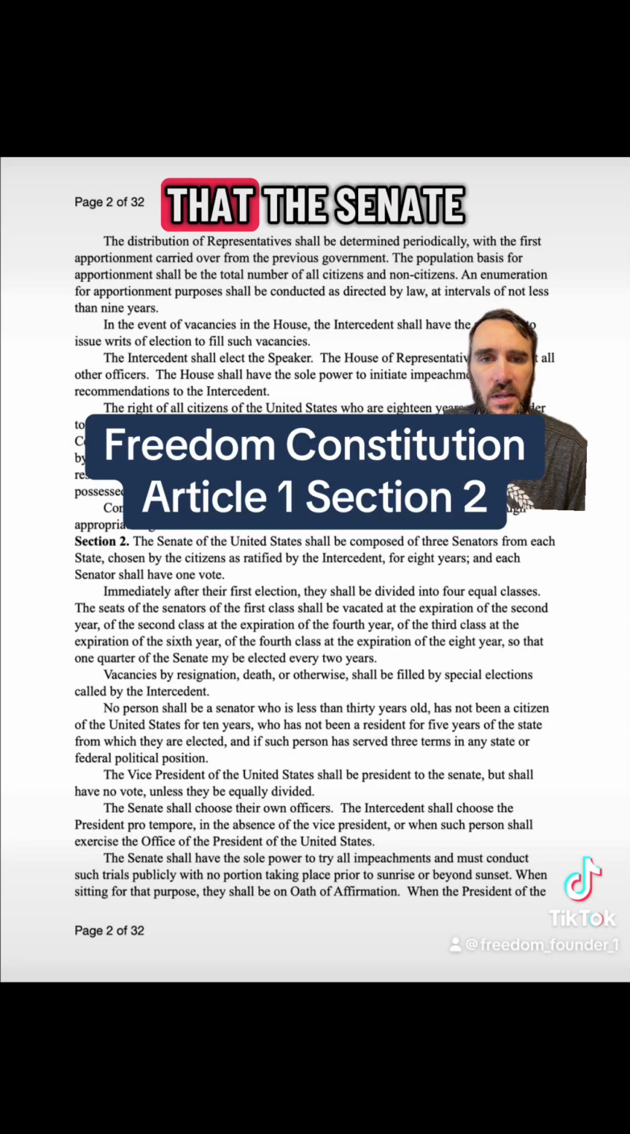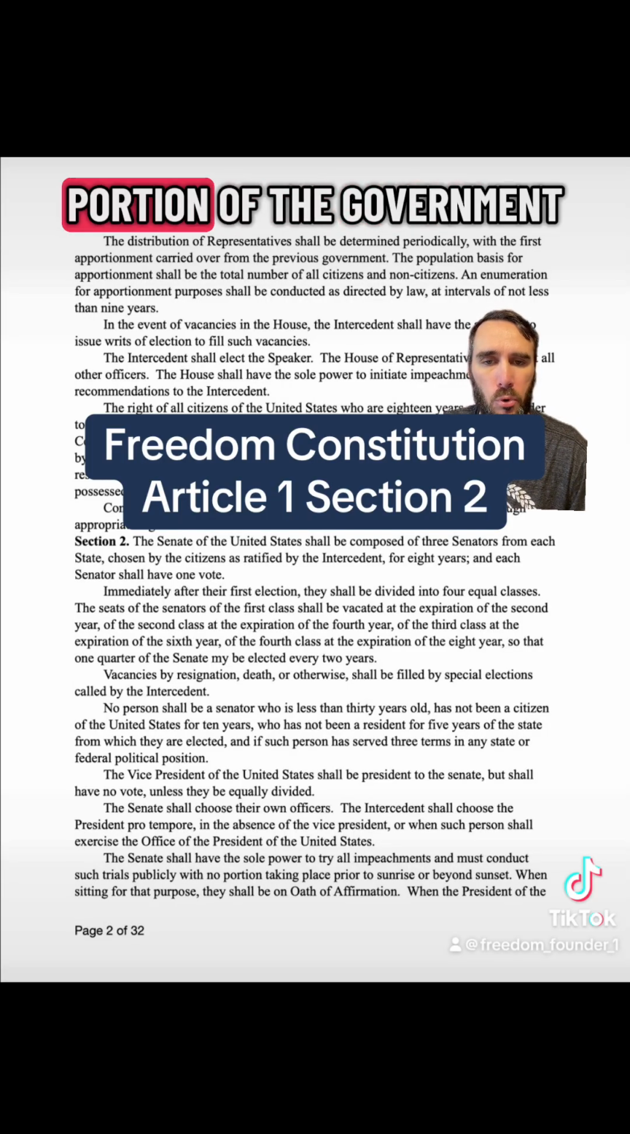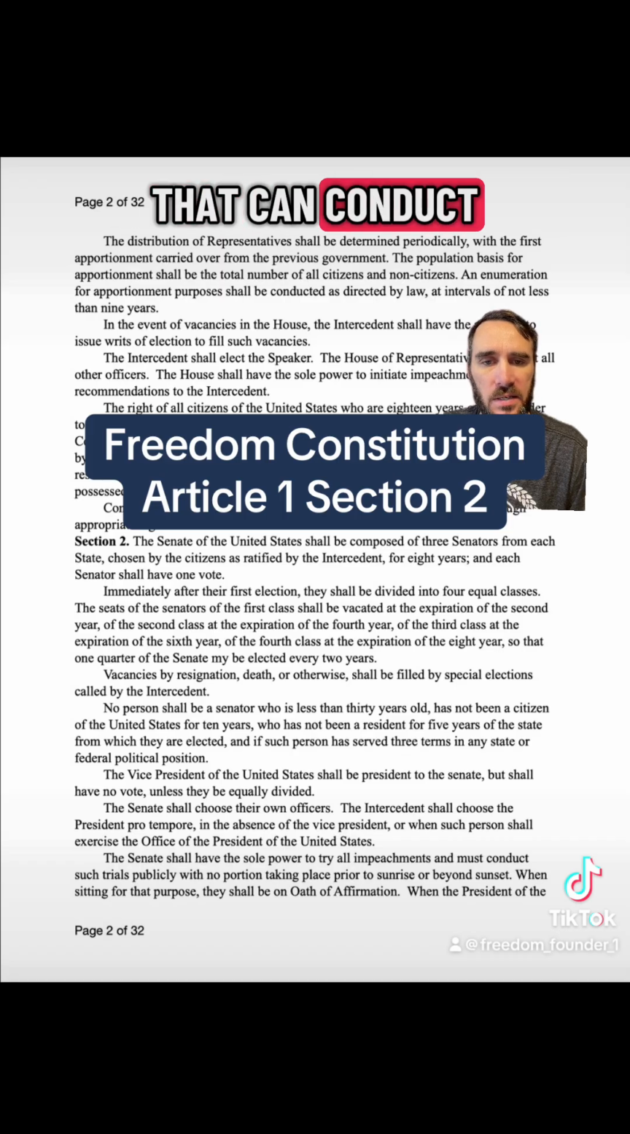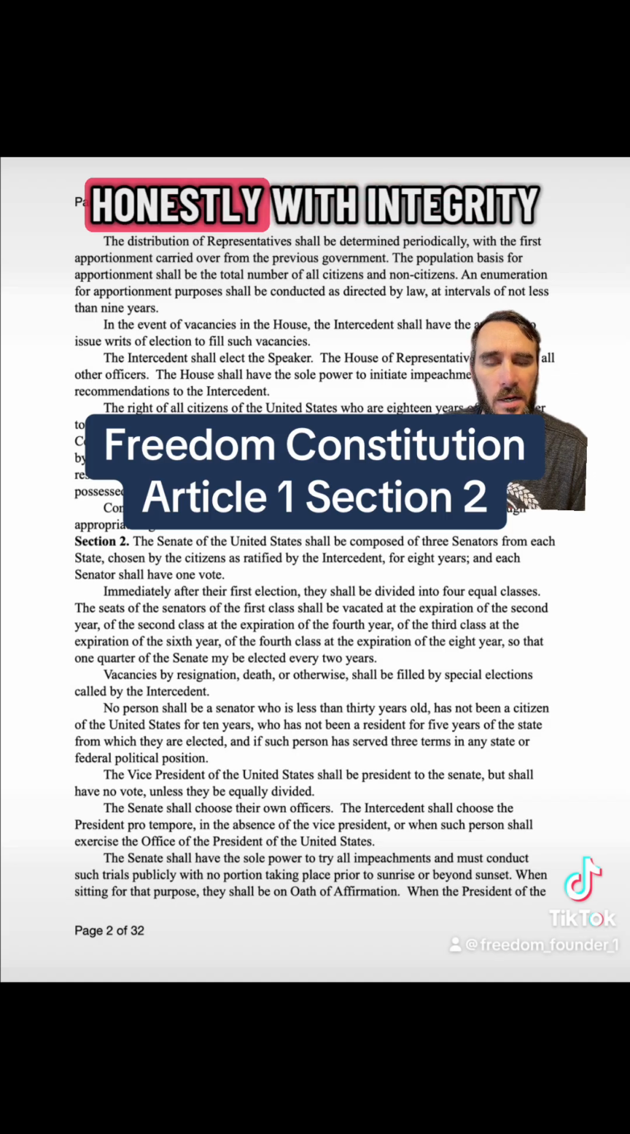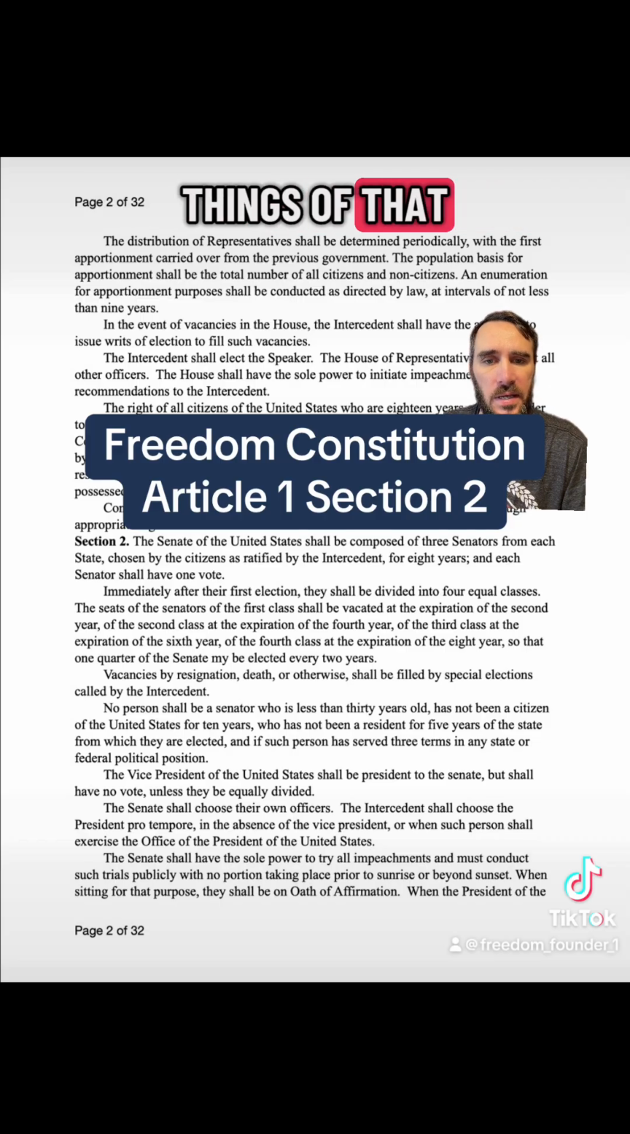So this says that the Senate is the only portion of the government that can conduct impeachment trials, and all impeachment trials have to be completely public. They have to be available to the public, and they have to take place between sunrise and sunset so that the public can actually see them and take part in what's going on. The trial has to be conducted under the oath of affirmation. They have to swear an oath that they're going to act faithfully, honestly, with integrity, things of that nature.